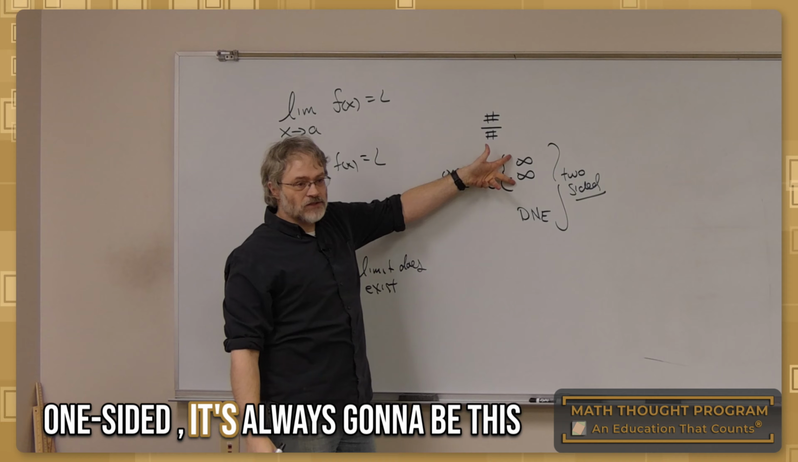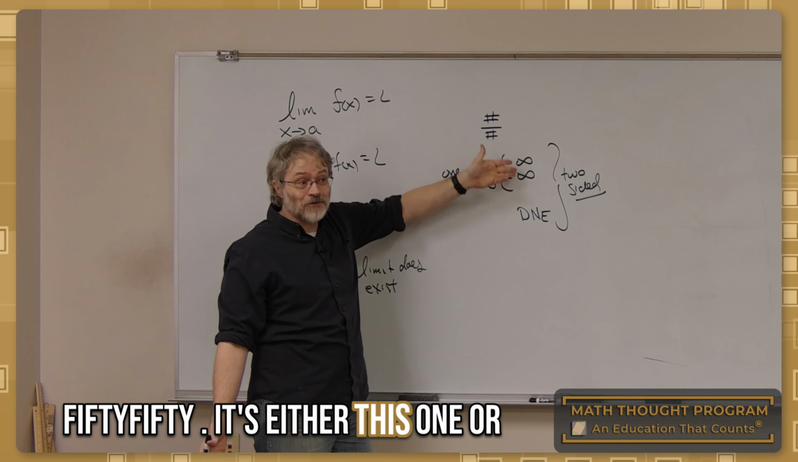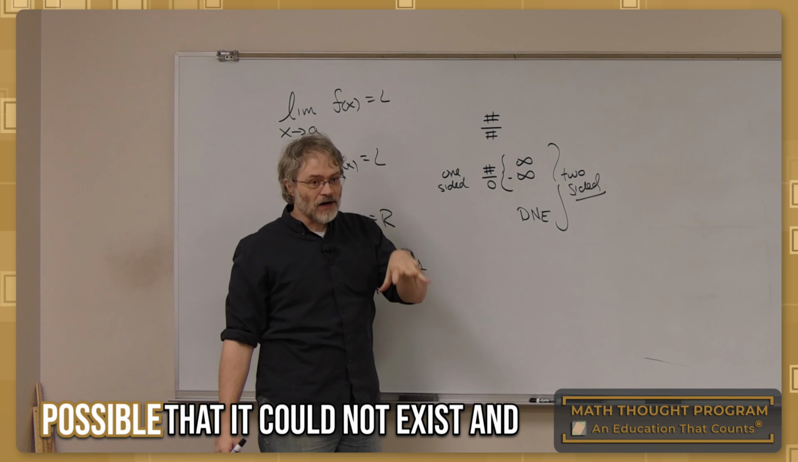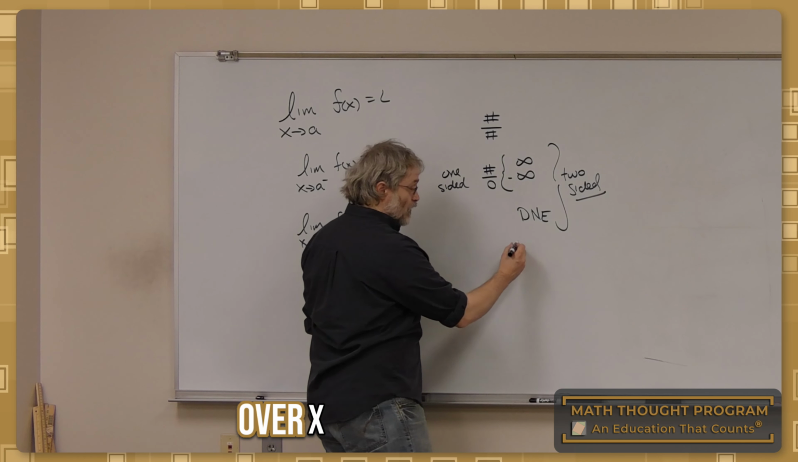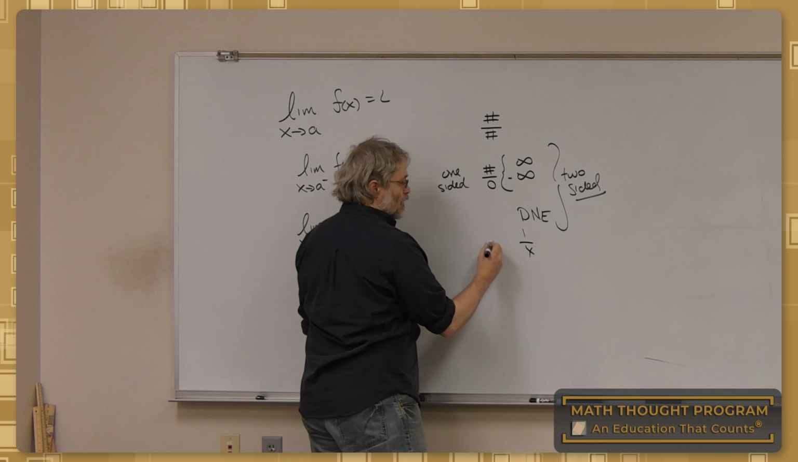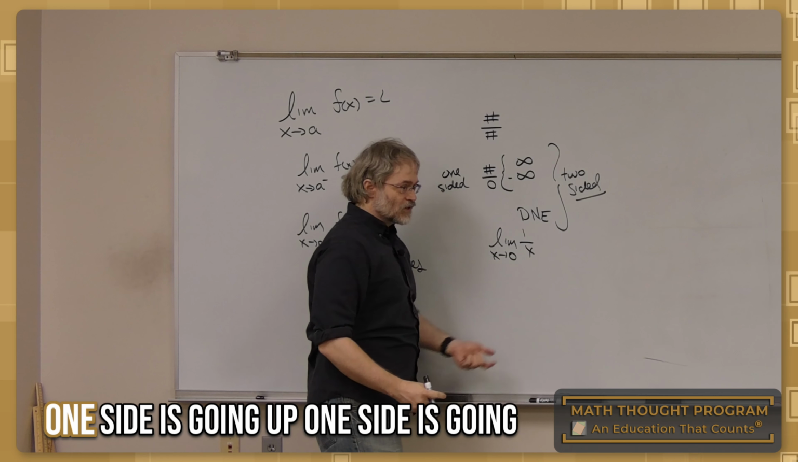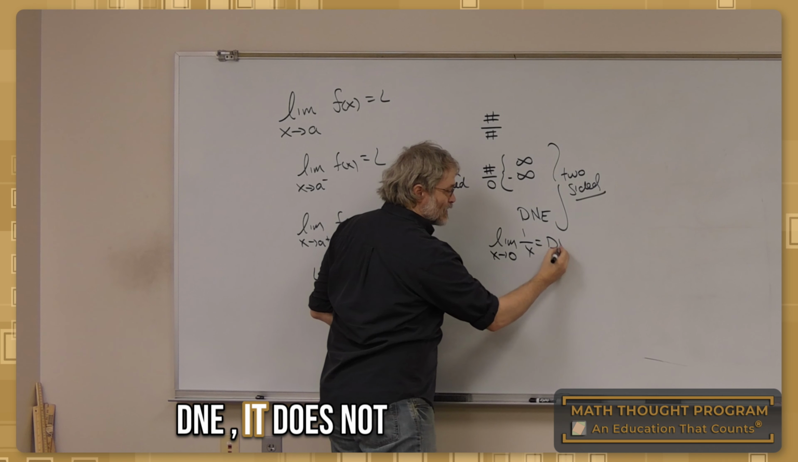One-sided is always going to be this option. So it's a coin toss, 50-50. It's either this one or this one. If it's a two-sided, it's possible that it could not exist. And a great example, again, is think of 1 over x. If you take the limit, as you go off to 0, one side's going up, one side's going down, and it does not exist.